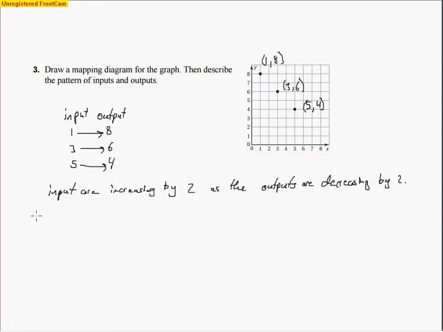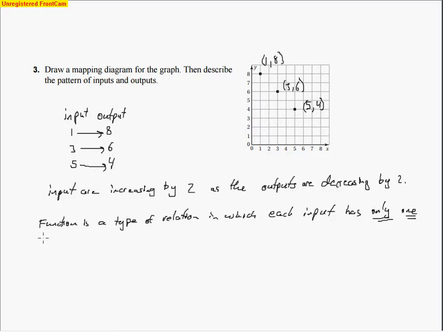One other thing I want to take a look at is a function. A function is a certain type of relation. So a function is a type of relation in which each input has only one output, and that's the critical part. Each input has only one output.